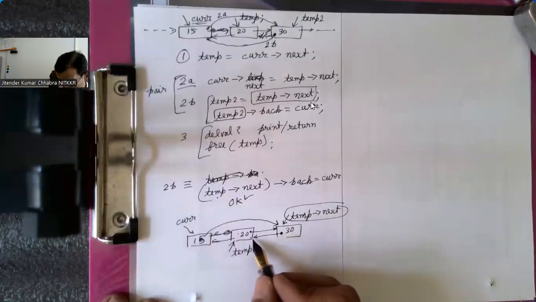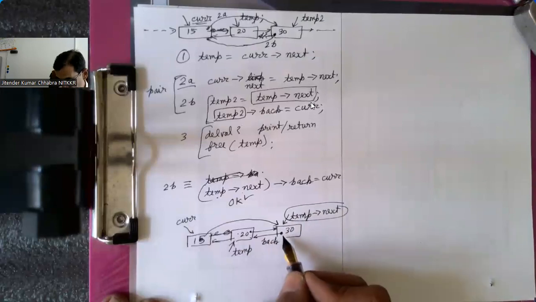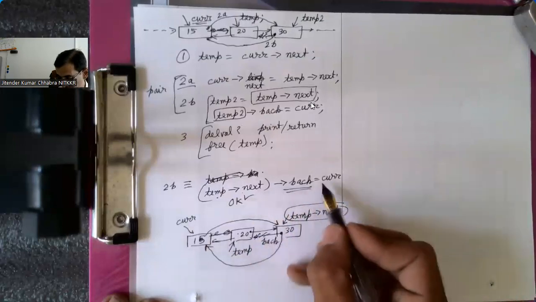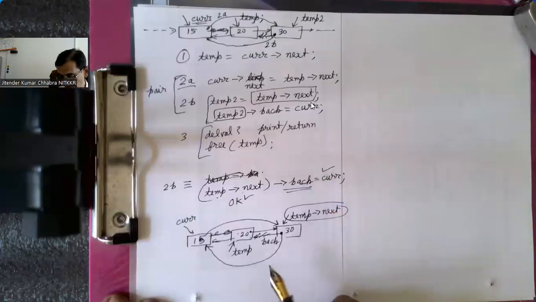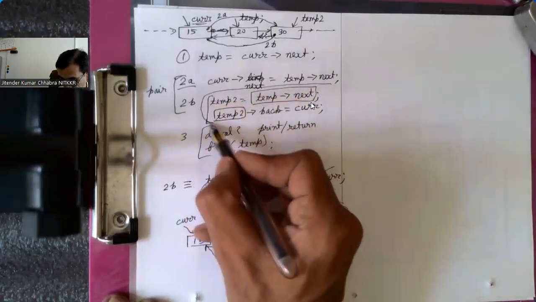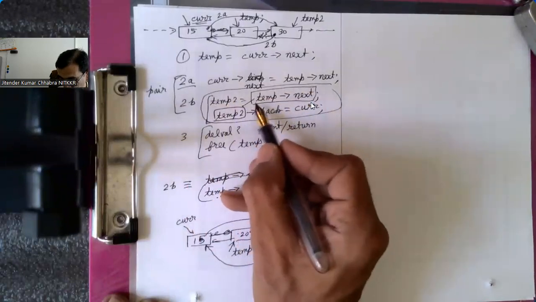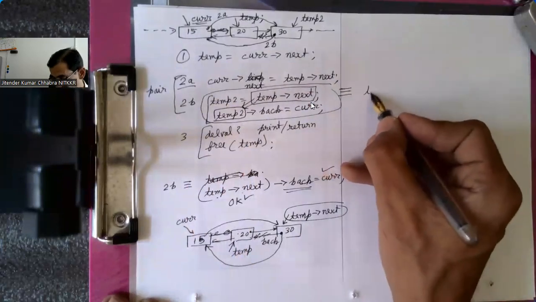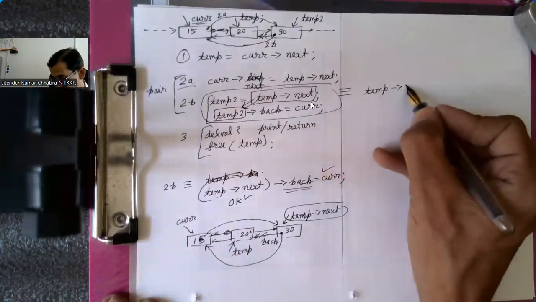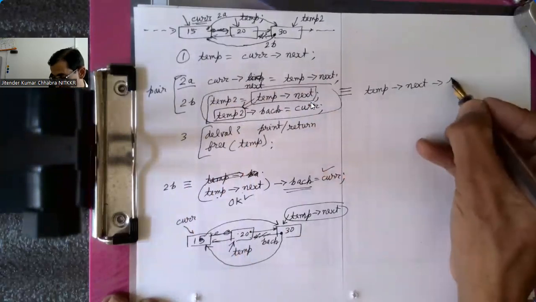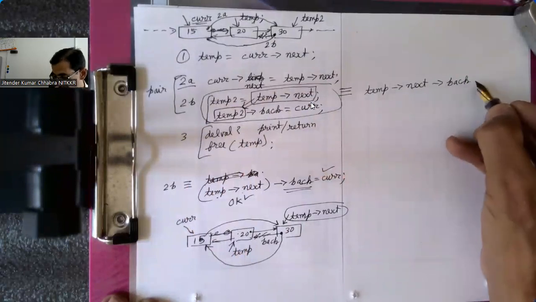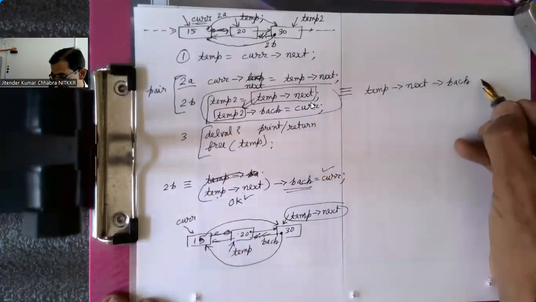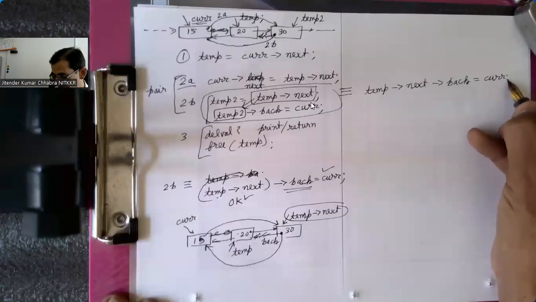Temp arrow next, arrow back is to be changed, and this is to be changed to go to current. So temp arrow next arrow back equal to current is also a valid statement. So effectively what I have done is, instead of the word temp2, I write temp arrow next. So I can equivalently write here temp arrow next arrow back. Even if you don't put brackets, it will still be correct because the associativity of the arrow operator will take care to work left to right automatically, and this statement will be perfect.